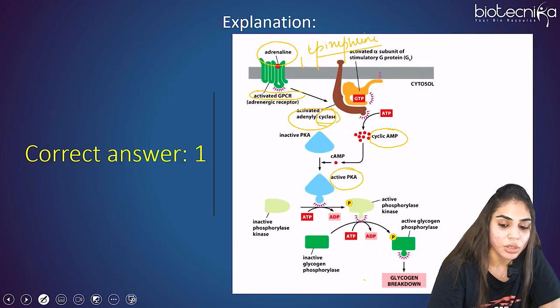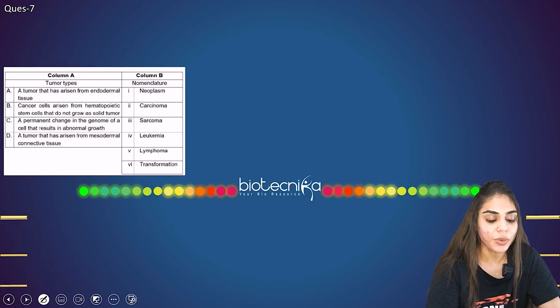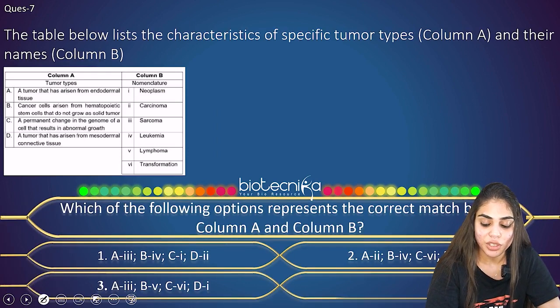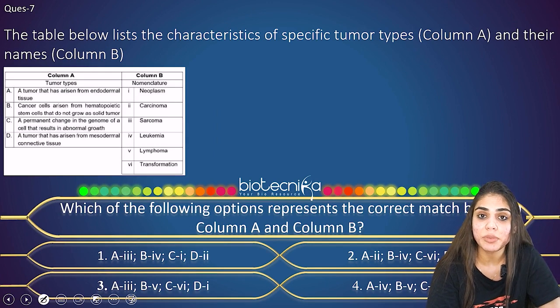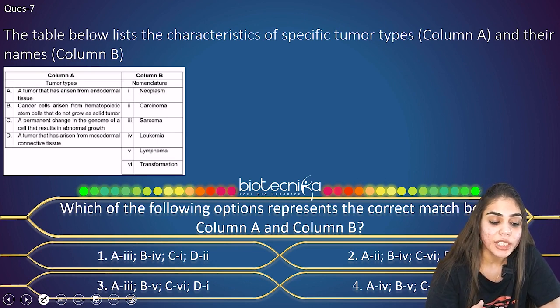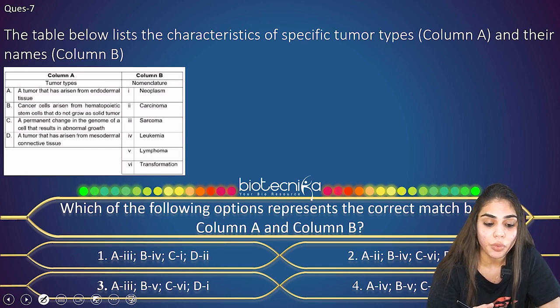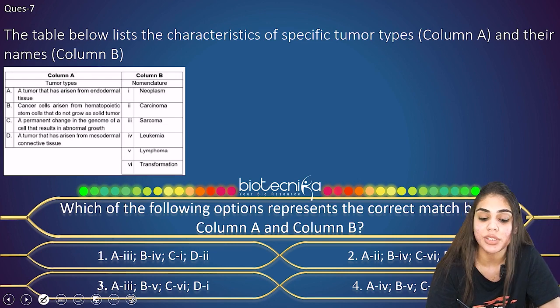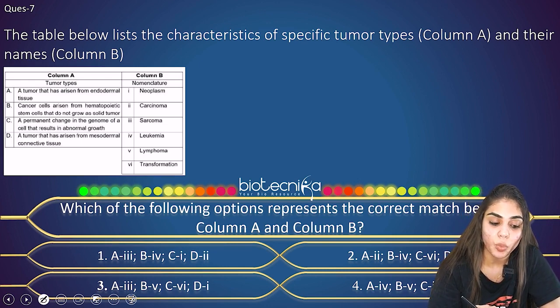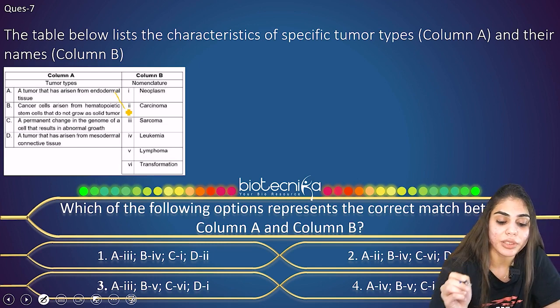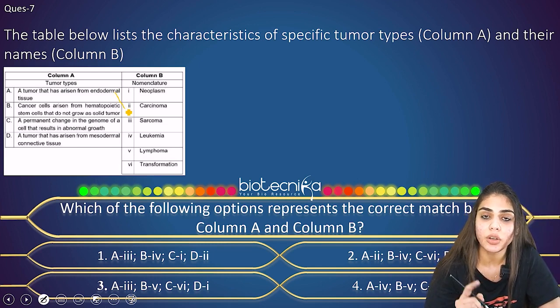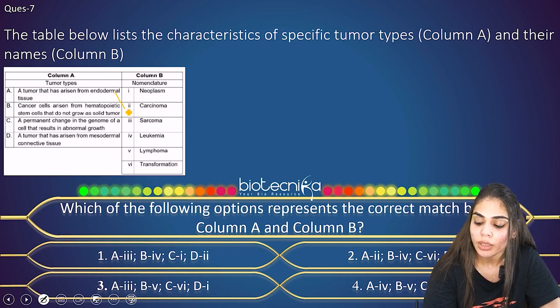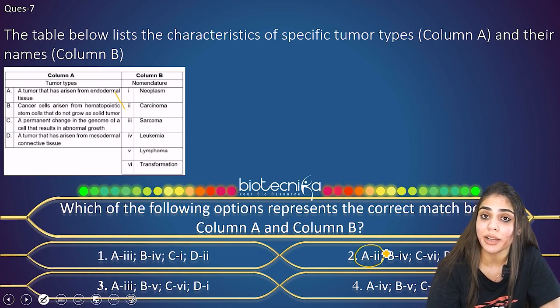Now let's come to the next question. So here you can see a match the following question. This question is very easy as it is about cancer origin. Here you have to select the tumor types. They have given you the definition and you have to select the nomenclature for that. So let's see. A tumor that has arisen from endodermal origin. If you see epithelial endodermal origin, this tissue is called carcinoma. So you can see option A with second only in one option, that is option 2. Now let's check the other options whether they are correct or not.